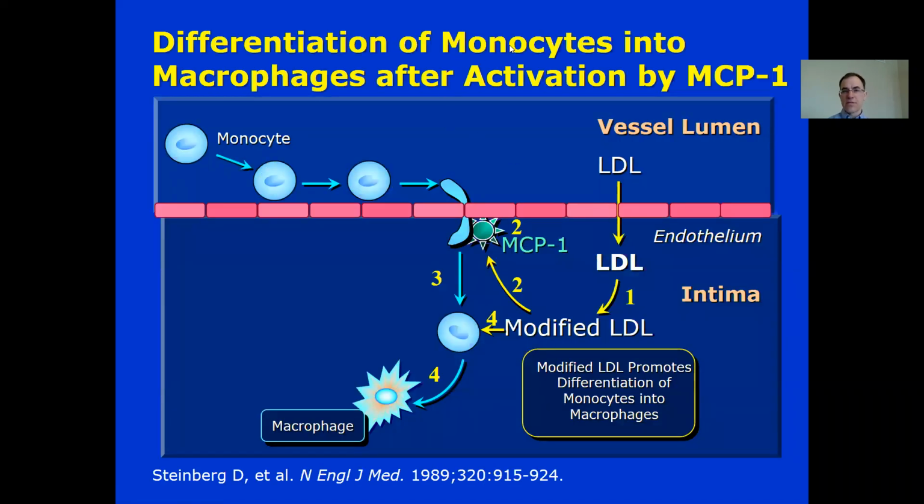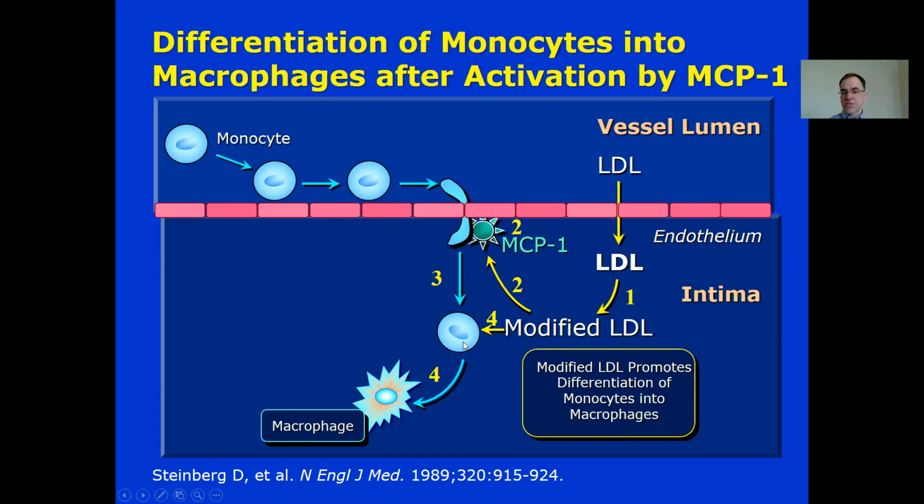So here what we have is the differentiation of the monocyte into macrophages after activation by the MCP1. Just to review what we've talked about so far: the LDL has entered the intima of the coronary artery, and that has become modified by those special oxygen molecules known as free radicals, and that's going to cause the MCP1 to be made by the endothelial layer. And then we talked about how the monocyte, due to the adhesion molecules, E-selectin, will cause rolling, and then VCAM1 and ICAM will cause sticking to allow for the monocyte to enter into the coronary artery.